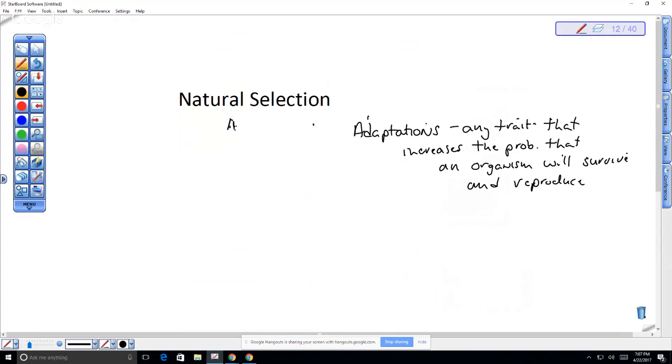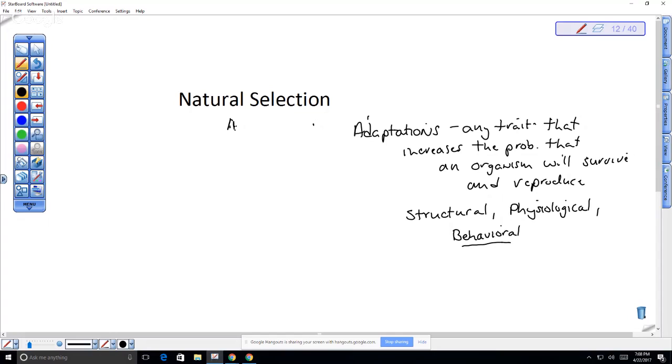So the traits could be structural, so we could talk about thorns on plants. They could be physiological, we could talk about using metabolism to increase body temperature. They could also be behavioral. So we could talk about migration as a behavioral adaptation. Migration is really interesting because it's actually a flow.